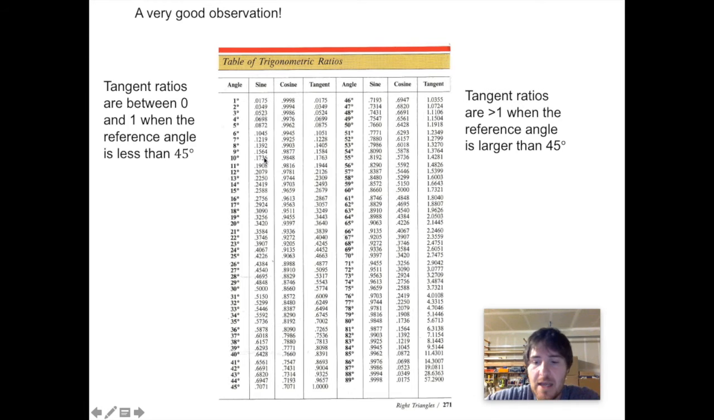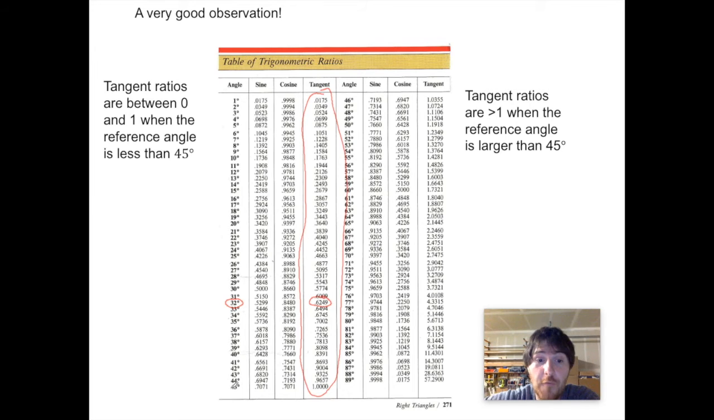So anyways, to point this out, the tangent ratios here, look at them. They're all less than 1. Or if it's 45 degrees, it's 1, okay? The reason for that is, if you have a 32-degree angle, for instance, that's pretty acute still, right?